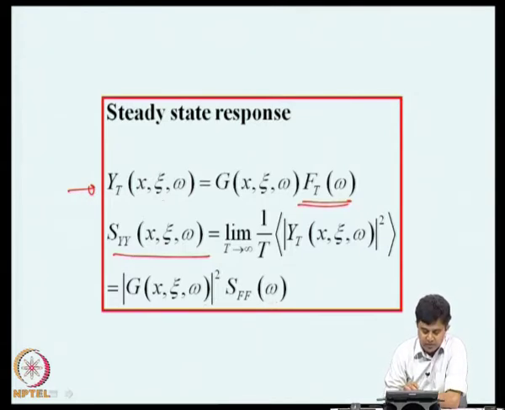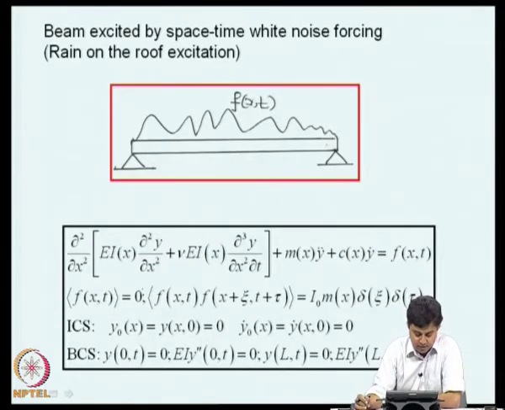This analysis of course we can repeat for different values of x, that means you can find out the cross power spectral density function between response at x equal to x1 and response at x equal to x2. We now consider another example.